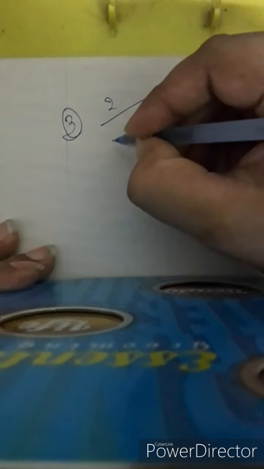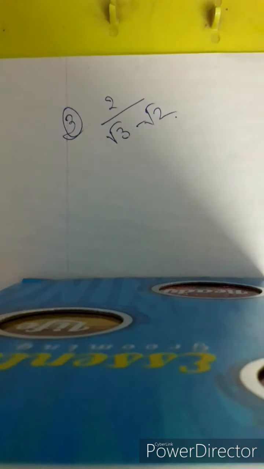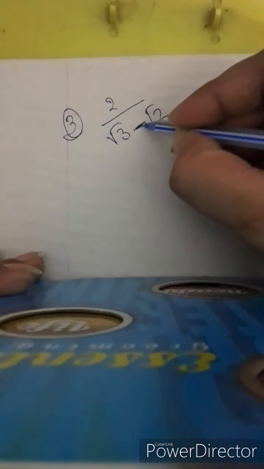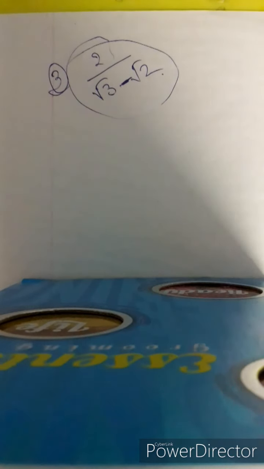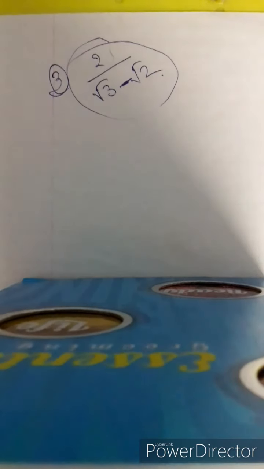That is, we have to rationalize now. We have to rationalize the denominators of the following, that is 2 by root 3 minus root 2. Just rationalize. Alright, so what do we obtain? How do we rationalize the denominator? This is the given question, 2 by root 3 minus root 2. We have to rationalize the denominator of this number.